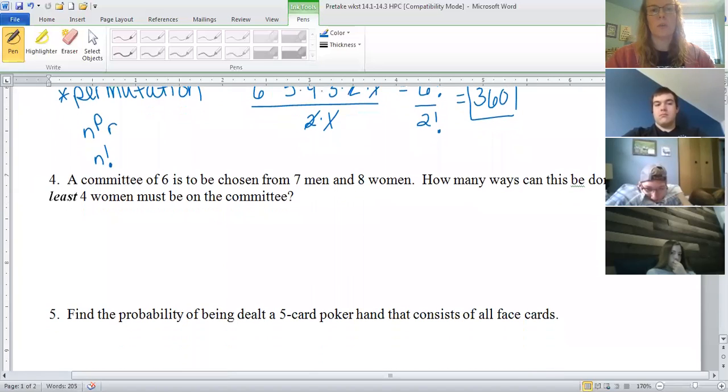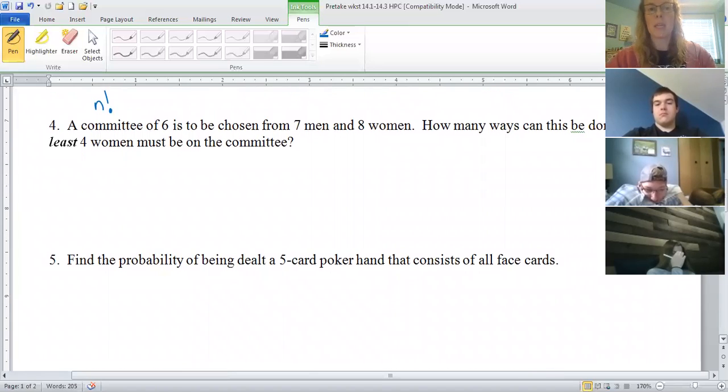So number 4, this is a good one where we're forming a committee here, and you've got specific ways that you need this committee to be formed. So we've got 6 people that we want on this committee. We're choosing from 7 men and 8 women, so we've got 15 total that we're choosing from, okay? So again, this is gonna be, you know, kind of a what we want out of the total situation is what we were thinking before. But here it says, how many ways can this be done if at least 4 women must be on the committee, okay? So again, there's very specific terminology here when it says at least and it's bolded and it's italicized.